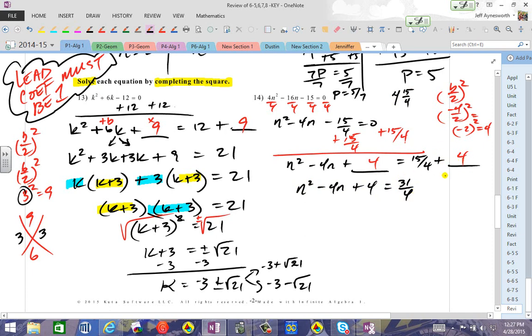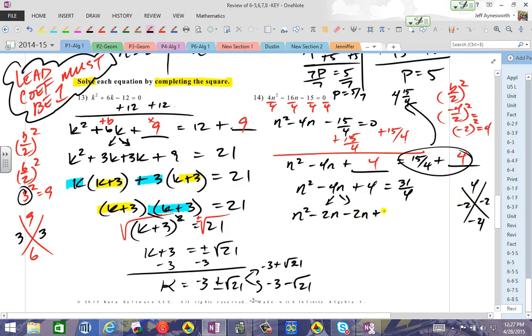Okay, now you got to play the factor game. So what two numbers multiply to 4 and add to negative 4? All right, and they got to be negative 2. Negative 2 times negative 2 is positive 4. They add to negative 4 though. So we're going to split the middle term. So you have n squared minus 2n minus 2n plus 4 is equal to 31 fourths. Just go with the flow. Nothing changes just because you got a fraction.